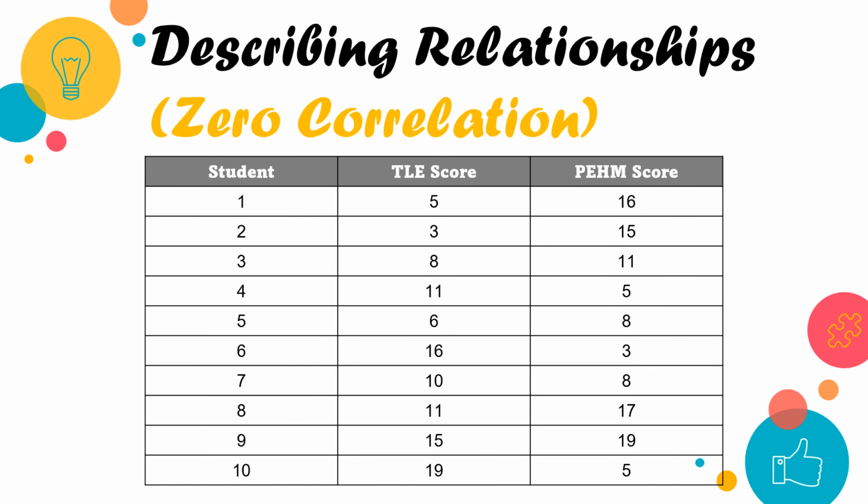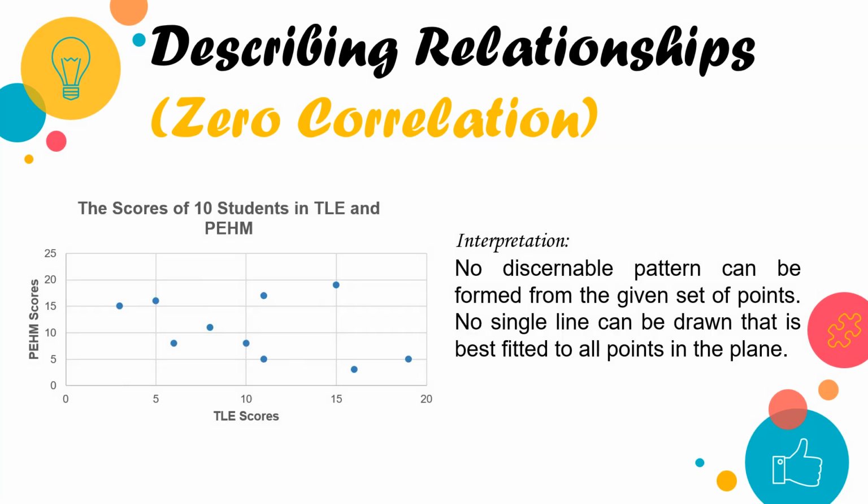For TLE scores, let's look at it. Okay, if we are to get the scattergram, this is its shape, it has no proper line. It never forms one if you connect the dots. We cannot actually form a line like this, and we cannot also form like this. Most likely it is very scattered.